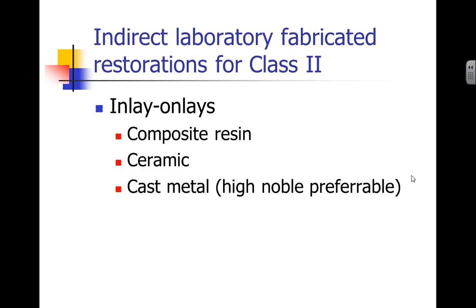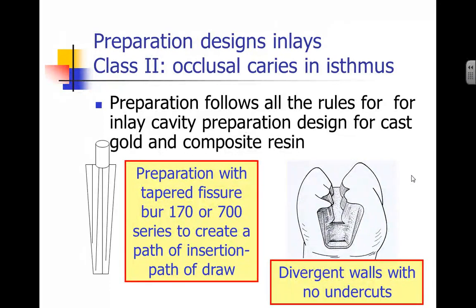There are times for Class 2s that we may decide to do inlays and onlays. We can do composite resin, ceramic, cast metal. We can do CAD/CAM restorations as part of our procedure and to conserve tooth structure to keep a tooth from having a crown. For our preparation design, we're going to use tapered fissure burrs to do our preparation to create a path of draw, to create divergent walls. You'll learn more about inlay design and CAD/CAM restorations in other courses.